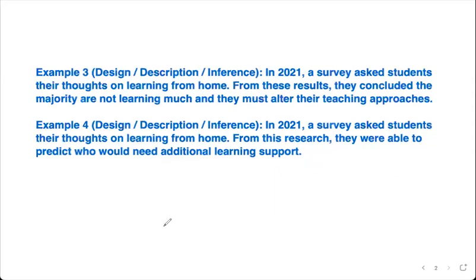Let's do another two. Again, in 2021, a survey asked students their thoughts on learning from home. From these results, they concluded the majority are not learning much and they must alter their teaching approaches. So they concluded, which would be some type of inference in this case. You were not told how the data was collected, the plan, and you weren't told about the data itself, just some type of conclusions. This would be the inference part.